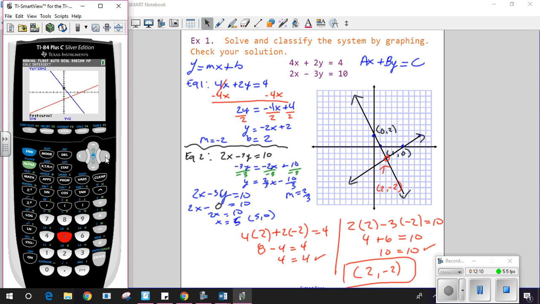So move the blinking cursor down the blue line as close to the intersection point as possible. Hit enter. Then it jumps to the red line. So then you again get it as close to the intersection as possible and hit enter. And then it's going to say guess. That means hit enter one more time. And it tells you that the intersection has an x value of 2 and a y value of -2. So that's how you can check the calculator to see that you graphed it properly as well as found the solution properly.